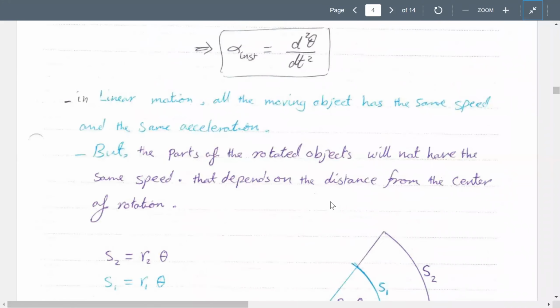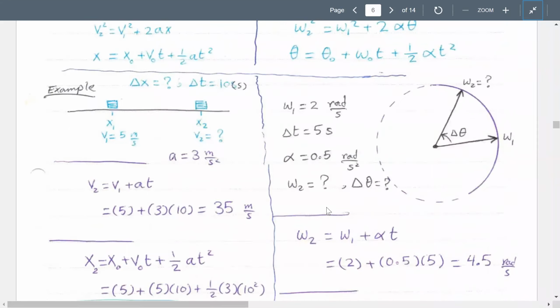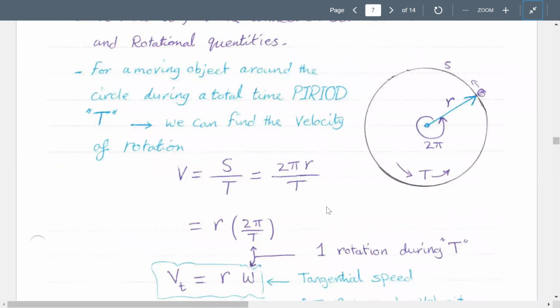And we will see that here. The time is the same in linear motion and angular motion. For the total rotation, we have a total time, which is named the period. If we need to find a velocity, we are not in linear motion now, so it is not a vector quantity. It is just speed.